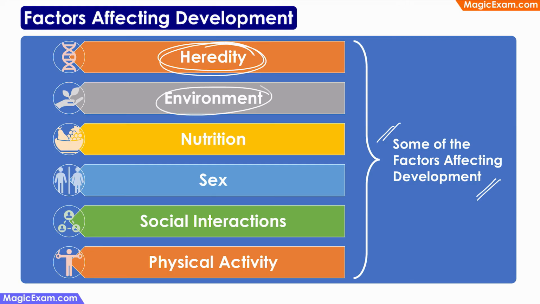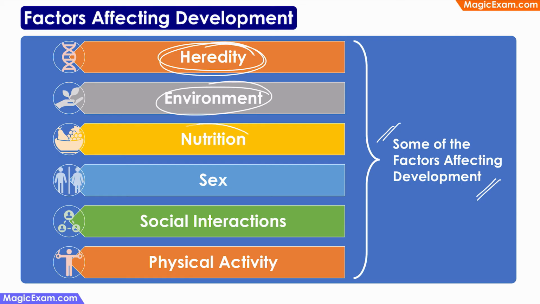Next comes environment. So the environment in which the child is being brought up, if that is not conducive, then it affects various aspects of development. For example, if the environment is very polluted, then it can affect the physical growth, it can affect the emotional growth or the mental growth as well, because pollutants like lead have been shown to affect mental development as well.